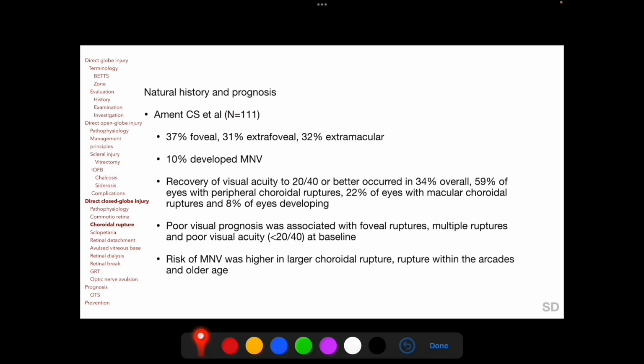This study found that proportion of foveal choroidal ruptures were higher than that of extrafoveal and extramacular choroidal ruptures, and 10% of eyes with choroidal ruptures develop macular neovascularization. Poor visual prognosis was associated with foveal ruptures, multiple ruptures, and poor visual acuity at baseline, and the risk of macular neovascularization was higher with larger choroidal ruptures, ruptures within the arcades, and older age.